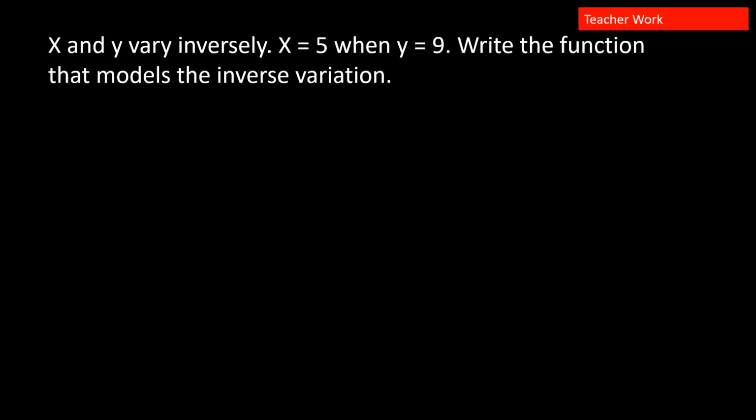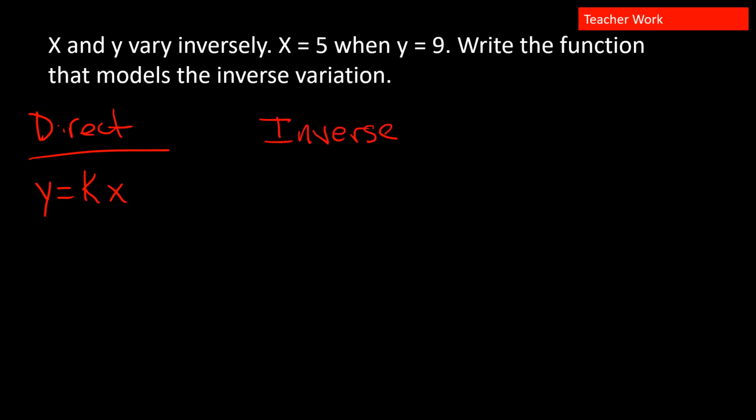So our first problem here, we have x and y vary inversely. X equals 5 when y equals 9. Write the function that models the inverse variation. So for questions like this, I just want to recall direct variation is y equals kx. And I taught you guys it's just directly across, right? It's all one line. Inverse variation is where we have the inverse between y and x. We'd have y equals k over x. Okay? And this is our setup here.